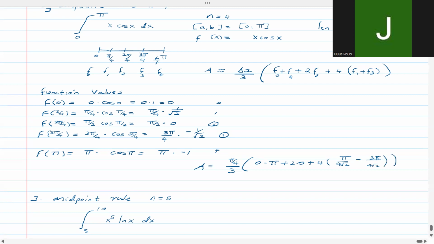Then a big bracket. So the area approximation here should be pi over 12 minus pi. This is 0. Plus, this 4 will cancel with all the 4's in the denominator. So you get pi over root 2 minus 3 pi over root 2. That's just minus 2 pi over root 2.